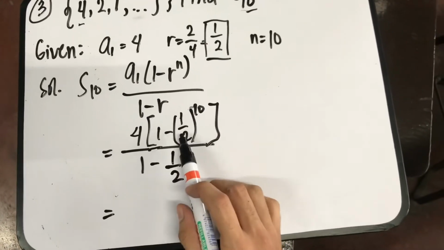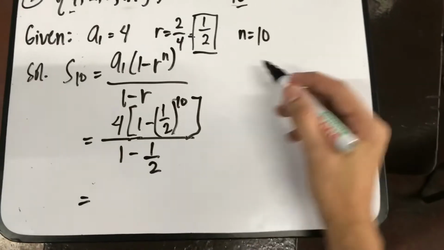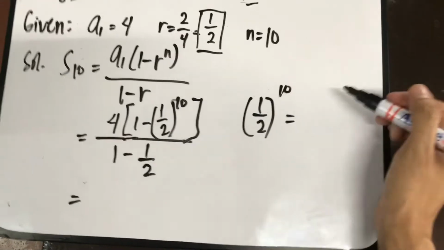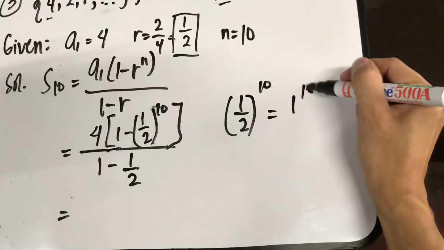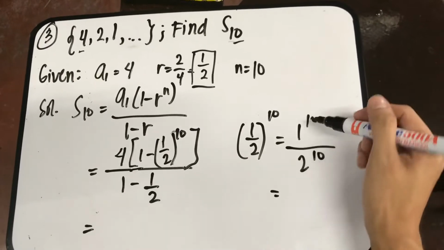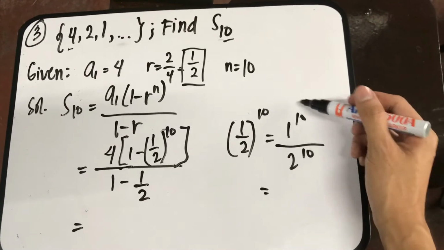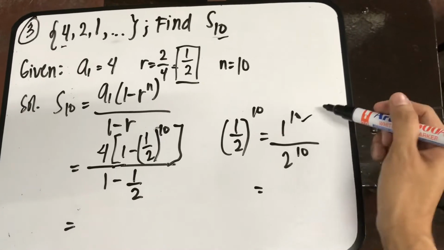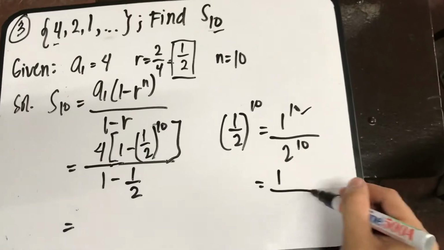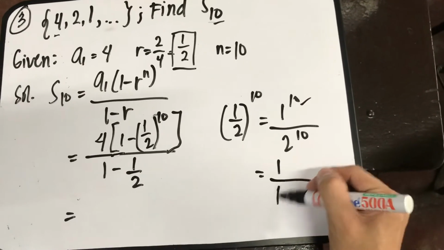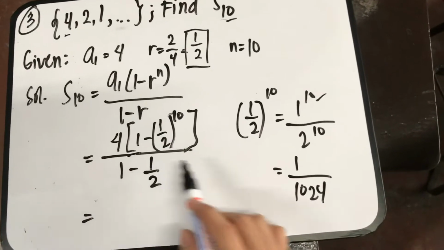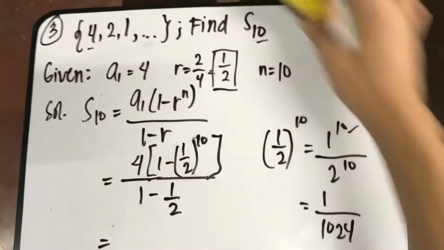Now, solve muna natin si 1/2 raised to 10. Si 1/2 raised to 10 is same lang yan ng 1 raised to 10 over 2 raised to 10. So, kung isa-solve natin to 1 raised to 10, any exponent ng 1, kahit gaano pa kalaki yung exponent niyan, the value of this number is 1. And 2 raised to 10, that is 1,024. So, ibig sabihin, we have 1 over 1,024 dito. So, burahin ko lang to.